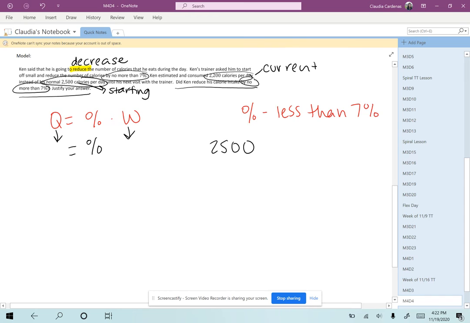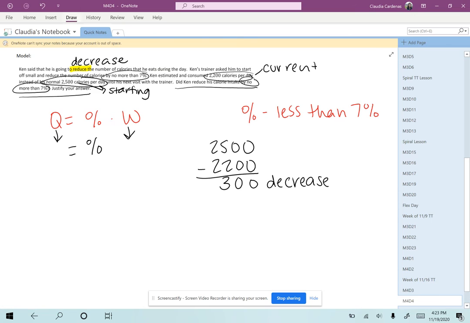Well, I'm not quite sure, but I know that if we subtract them, we can see the specific amount that he decreased. So it was a 300 calorie decrease. So this is our quantity. This is our specific part that we're going to place into our equation.